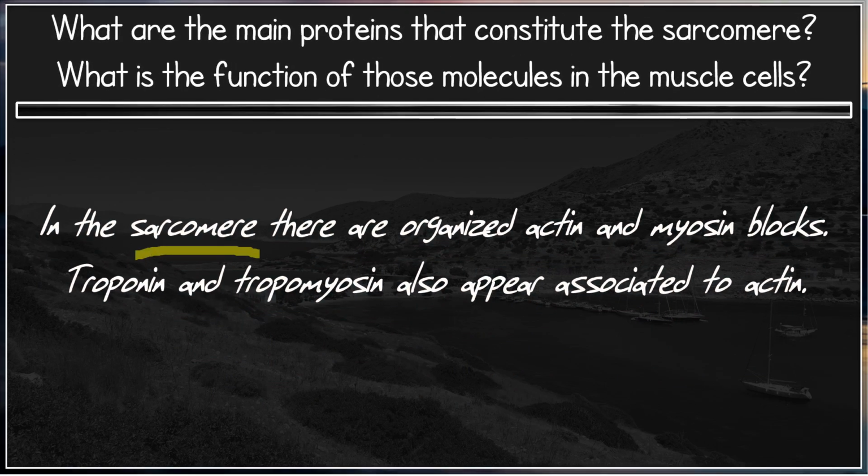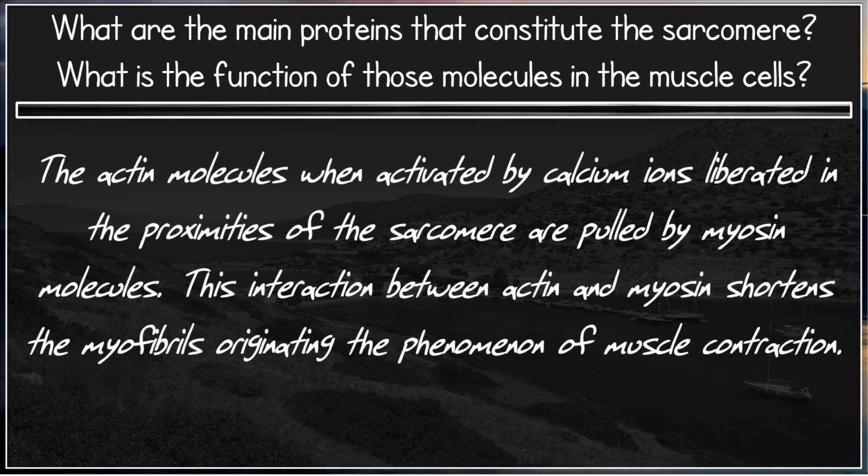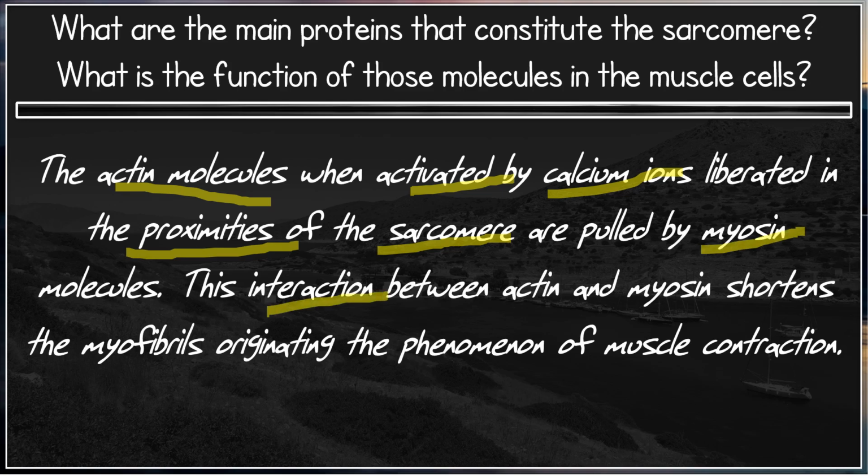In the sarcomere, there are organized actin and myosin blocks. Troponin and tropomyosin also appear associated with actin. The actin molecules, when activated by calcium ions liberated in the proximity of the sarcomere, are pulled by myosin molecules. This interaction between actin and myosin shortens the myofibril, originating the phenomenon of muscle contraction.